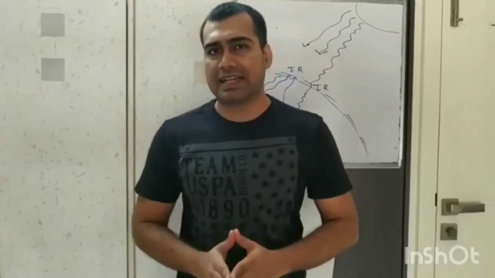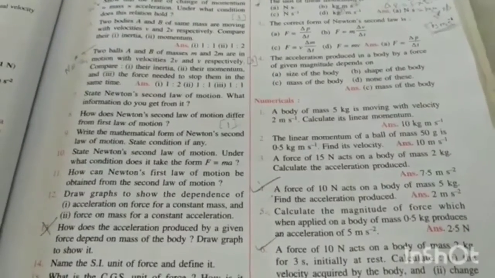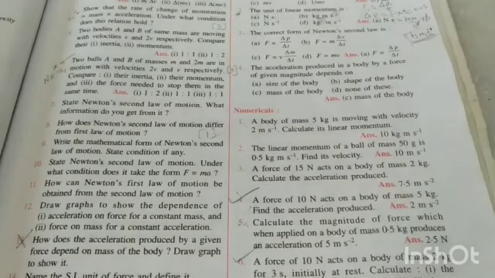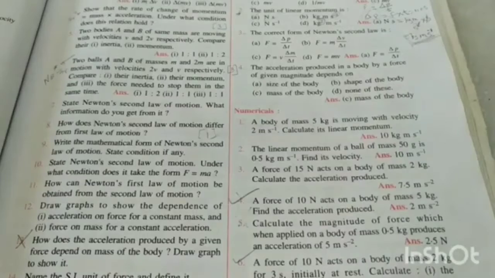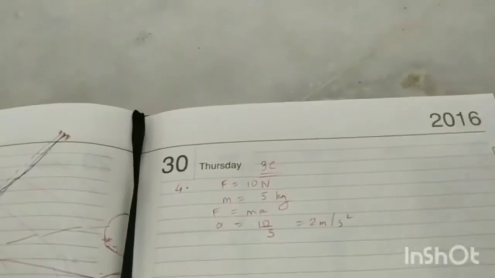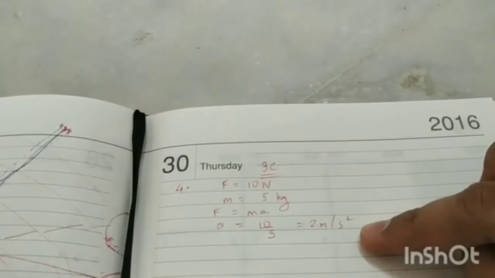Let's study 9th standard ICSE physics numericals of 3C. This exercise is super tough. Let's do the fourth sum. Force is given, mass is given, and they've asked for acceleration. Force is equal to mass into acceleration. So acceleration is force upon mass, and the answer is 2 meters per second squared.